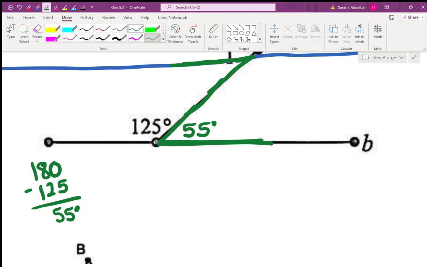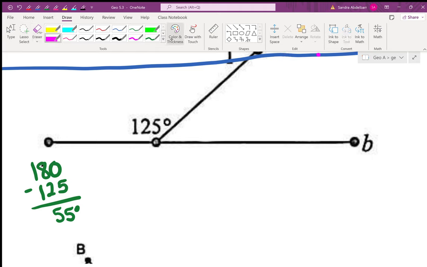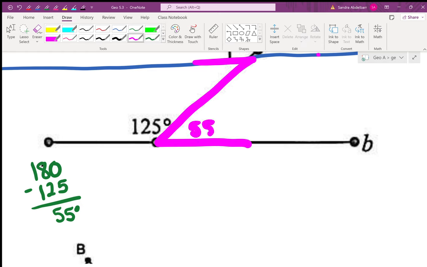Yes, Mia? What if we did a backward Z? Okay, so Mia's saying what if we did a backward Z? You'd still use the same process. If you did a backward Z, it would look like this, right? So that means this would be 125, but we need this angle over here. So then you do supplements again. So you could have absolutely done that. So this is 55, which means the bottom part of angle 1 is also 55.